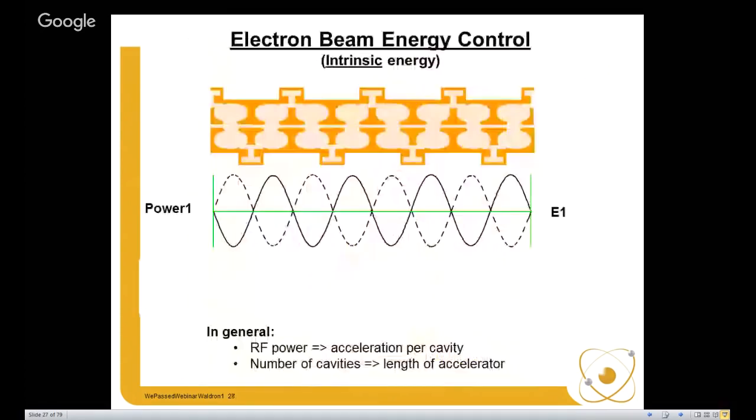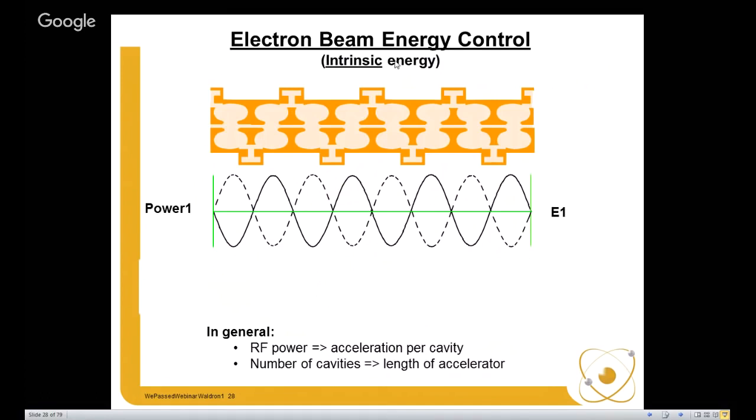So if I want to get more energy, I can make my accelerator longer. The amount of acceleration depends very strongly upon the amount of RF power in each cavity. So if I have more cavities with the same amount of RF power, I'll end up with a higher energy. Or, more practically, if I have a fixed number of cavities, I can obtain a lower energy coming out of the accelerator, and I'm referring to what we call intrinsic energy here.